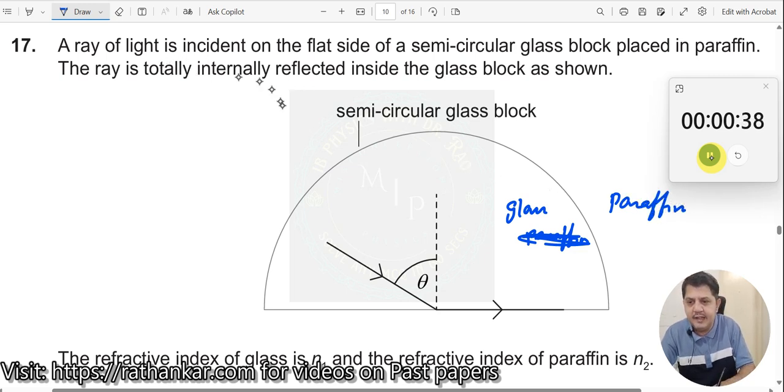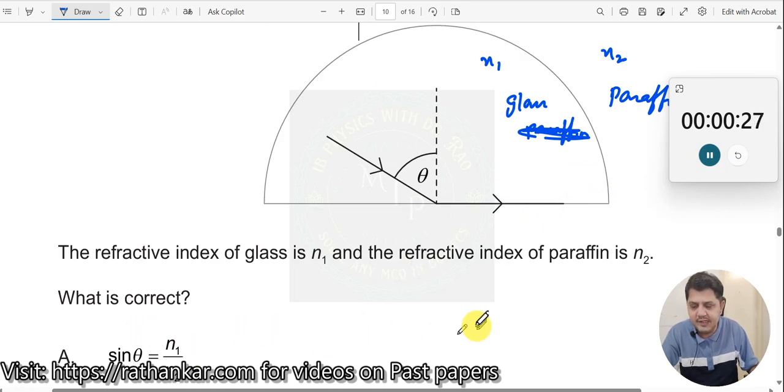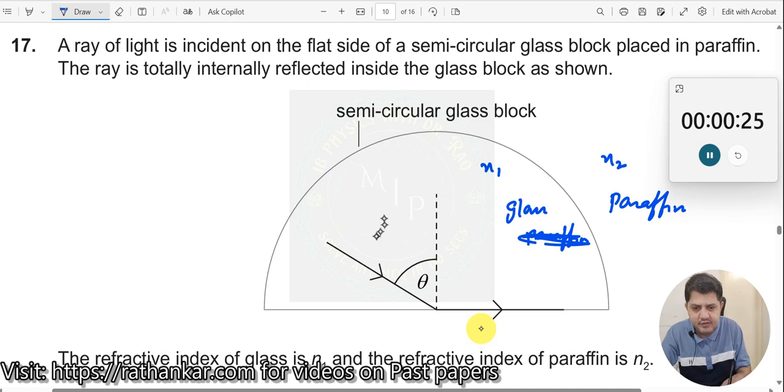The ray is totally internally reflected inside the glass block as shown. The refractive index of glass is N1, and that of paraffin is N2. And then what does it say? What is correct? Now what's happening over here? So this is your incident medium. This is your refracted medium over here.